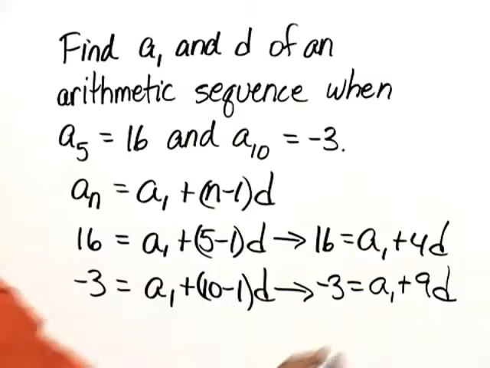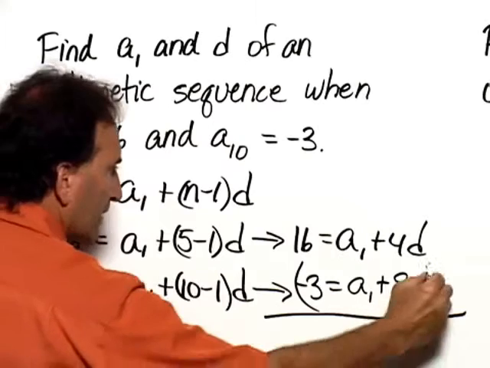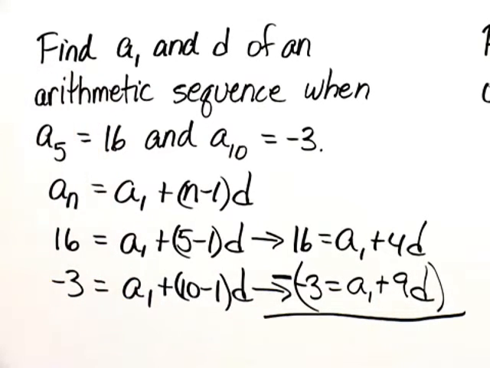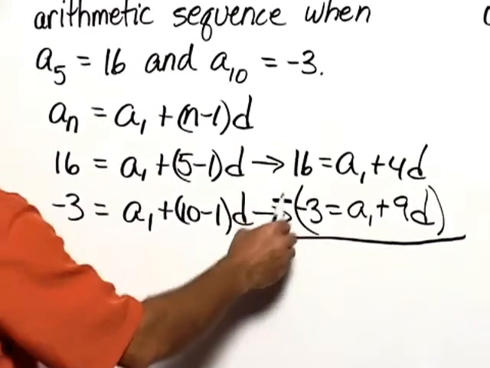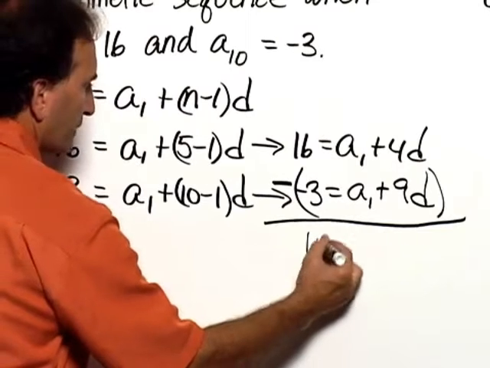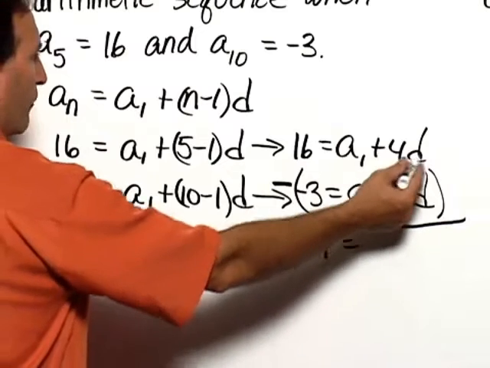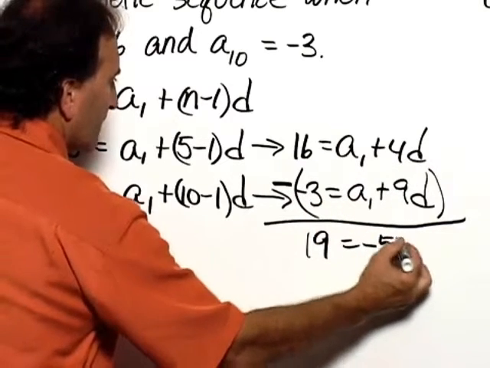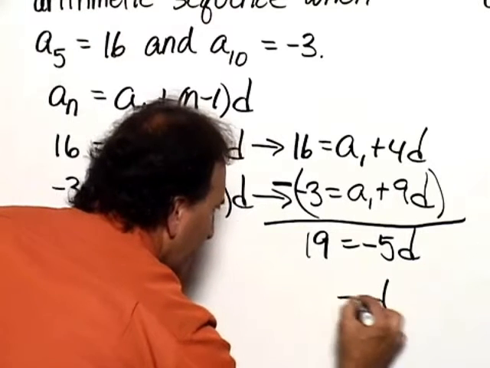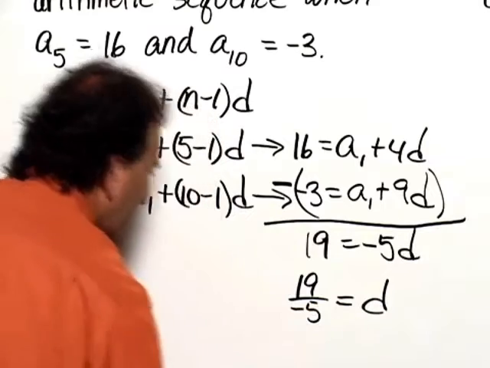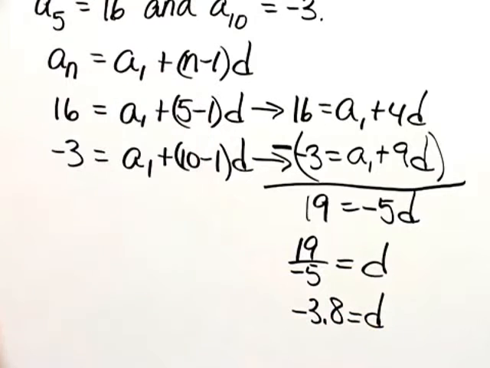So we'll solve these two equations, and what I'm going to do is subtract the second equation, which would then eliminate the variable a sub 1. 16 minus a negative 3 is 16 plus 3. That's 19. The a sub 1 summed to 0. 4d minus 9d is negative 5d. Dividing both sides by negative 5, we get d equals 19 divided by negative 5, and that gives us d is equal to negative 3.8.